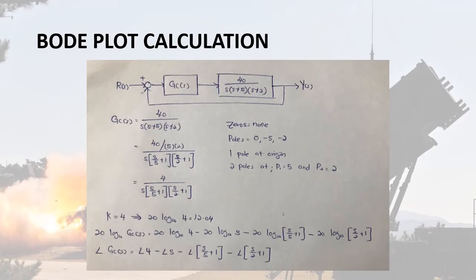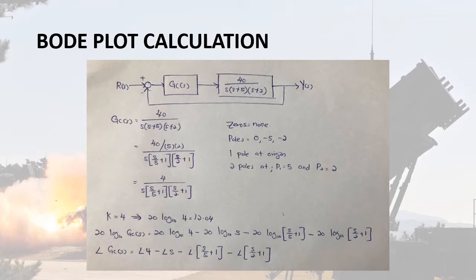This is the transfer function of the missile control system. The transfer function given is G(s) equals 40 over s times (s plus 5) times (s plus 2). From the transfer function given, we simplify it until it becomes 4 over s times (s over 5 plus 1) times (s over 2 plus 1). From the transfer function, there is one pole at the origin, and two poles at p1 equals 5 and p2 equals 2. The value of K is equal to 4.